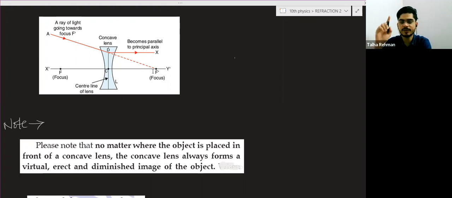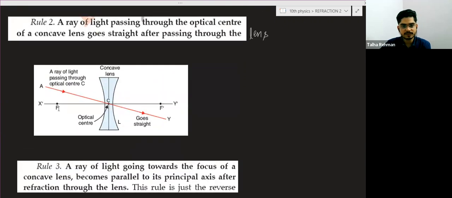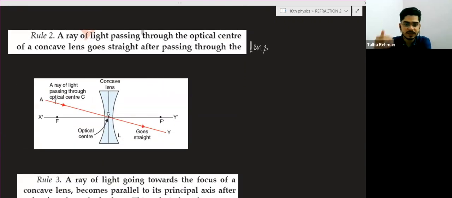This is the focus, and I have told you there are two foci in the case of a lens. One focus is this and another focus is this. So there are 3 rules for the concave lens also. In the exam, the examiner can ask you to write the rules for image formation for the concave lens, or simply give a question like what will happen when a ray passes through the optical center of a concave lens. Accordingly, you have to write the answer.